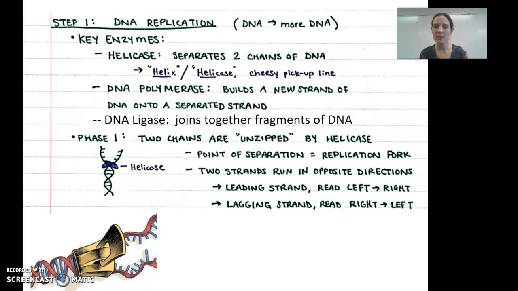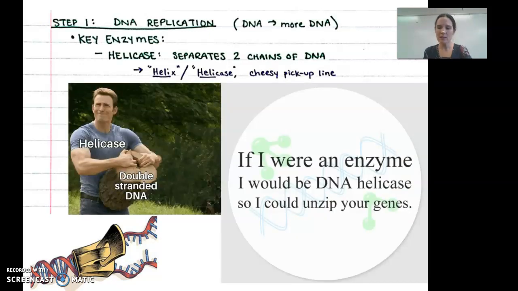Helicase is the one that's going to separate the 2 chains of DNA. And a good way to remember it is that helix, so the double helix of DNA, is being separated by helicase. Another way to remember it, and I'm embarrassed that I'm putting this out on the internet, is a cheesy pickup line that biologists like. And that cheesy pickup line is, "Hey girl, if I were an enzyme, I would be DNA helicase so I could unzip your genes." Yeah, pretty bad.